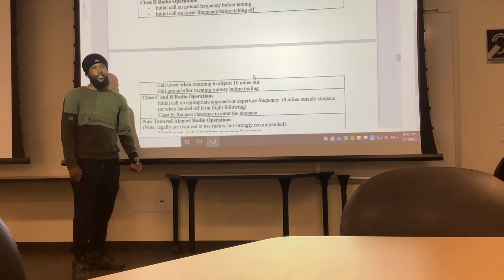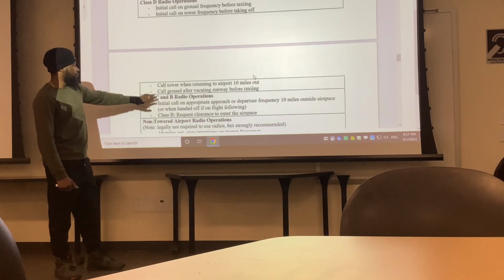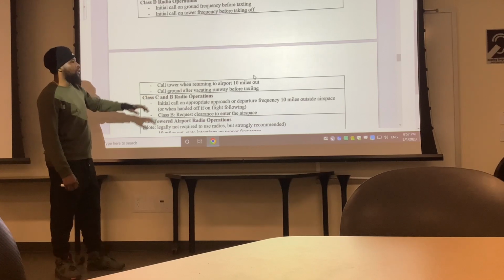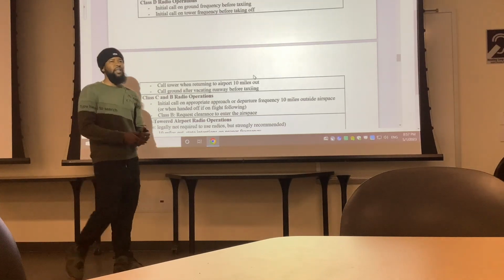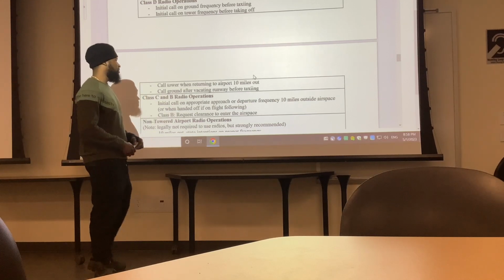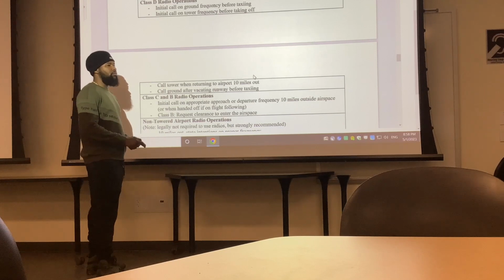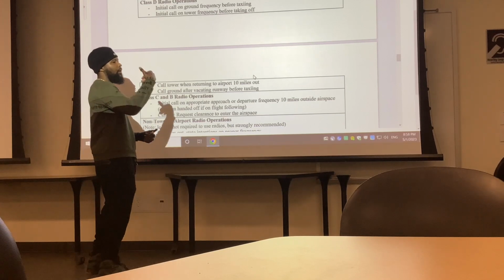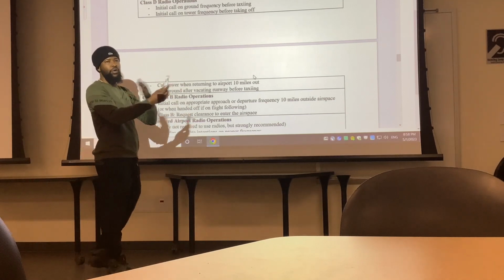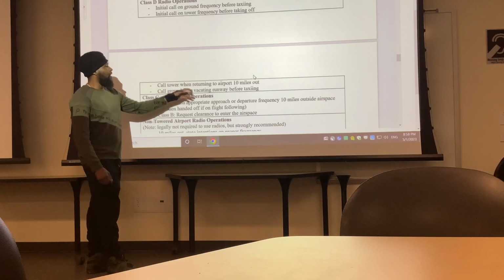So the class Delta has a 4-mile radius, but tower prefers for you to contact them once you're within 10 miles of the airport. They need to hear your call sign, and you need to hear them say your call sign back to know you have two-way radio communication before you enter that airspace. And then call ground after vacating the runway.